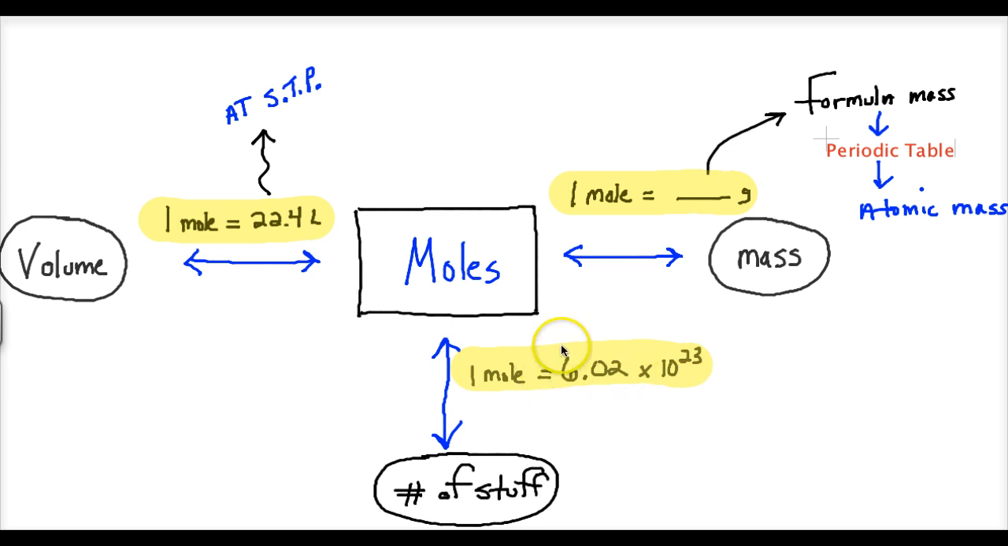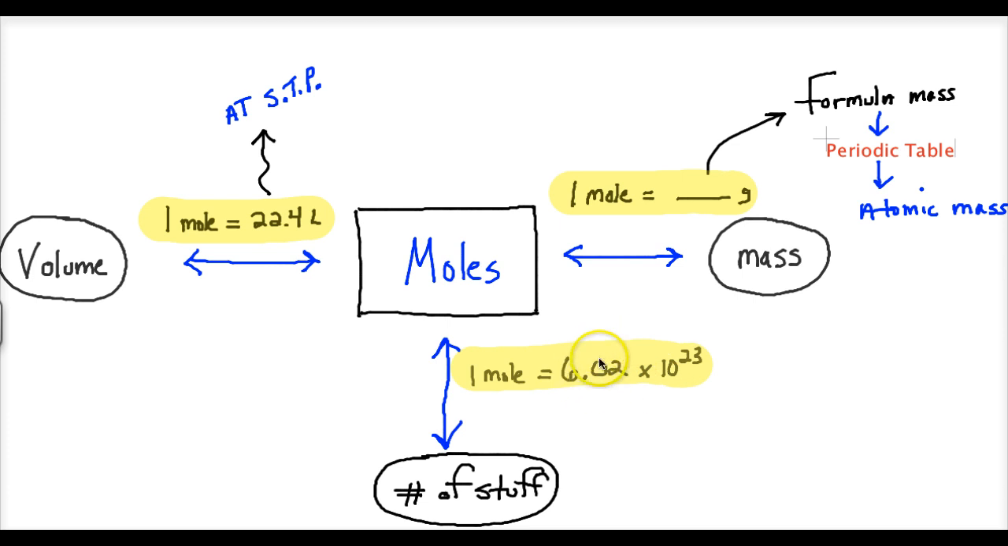But it's this number of particles that will fit into a 22.4 liter box if that box is under STP conditions, standard temperature and pressure. That's the number of seats in the theater. A lot of seats because they're so small.